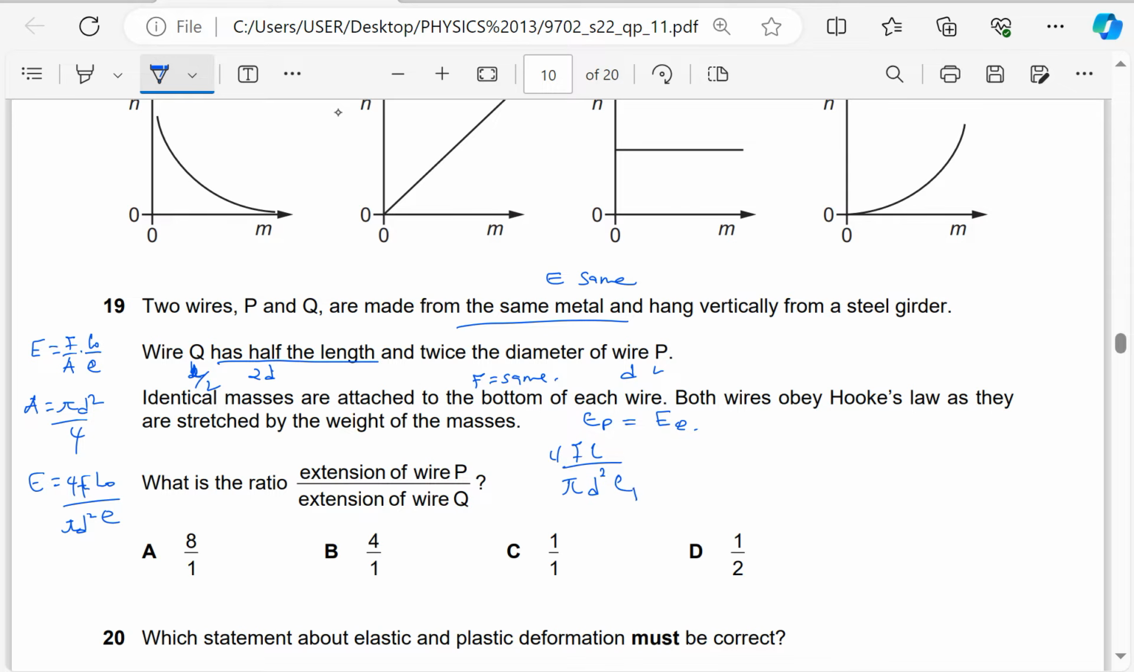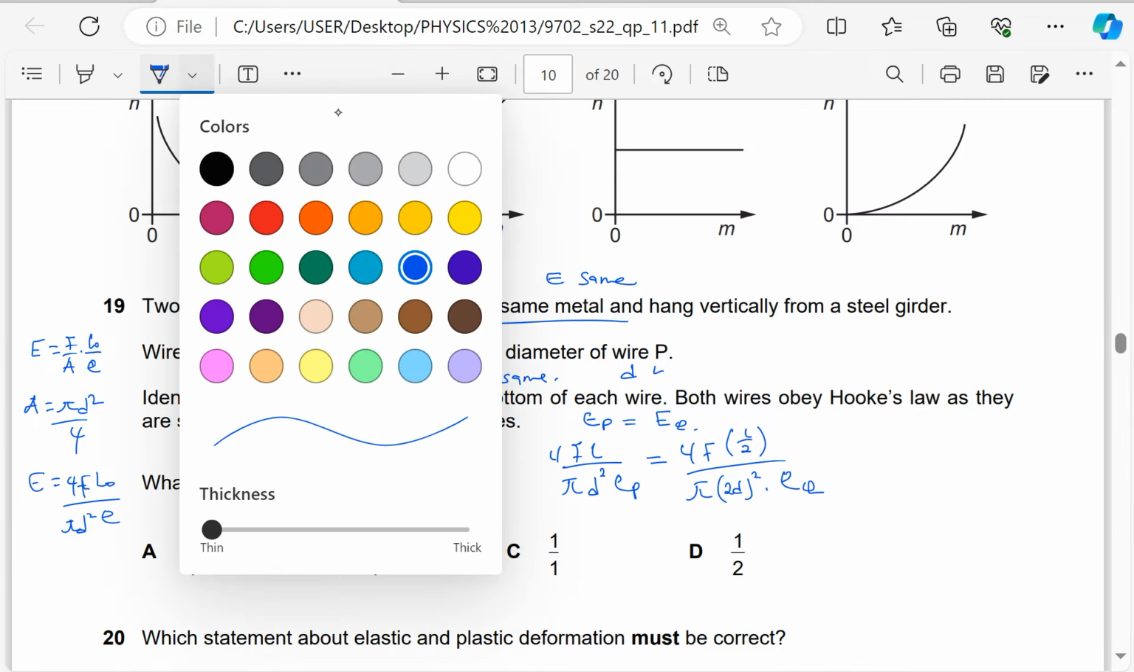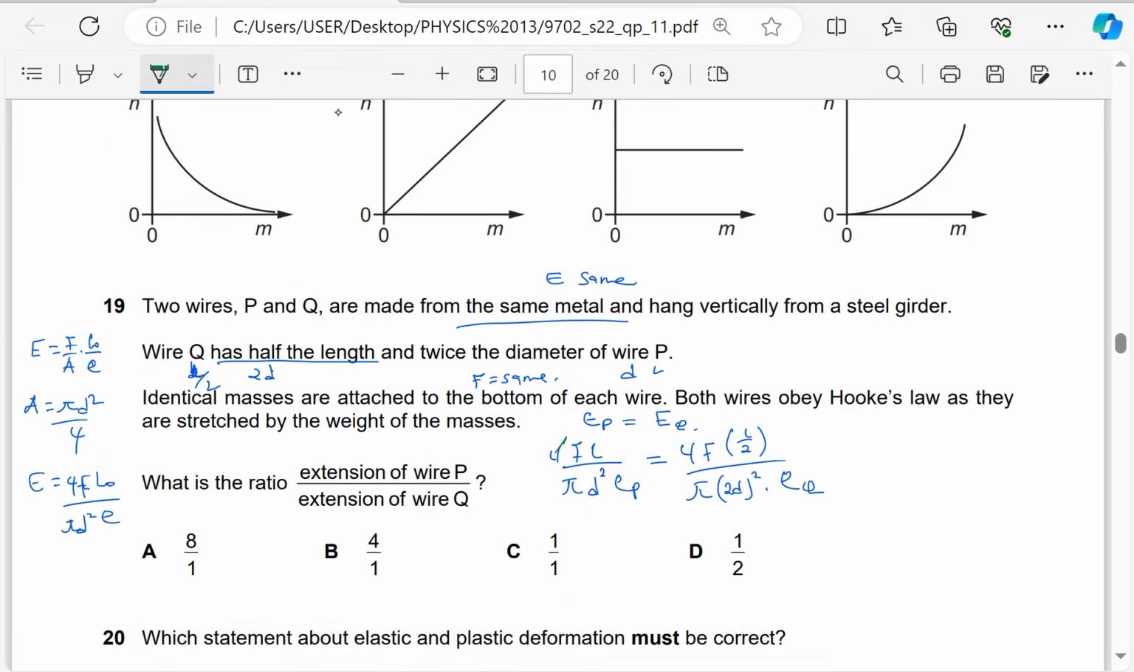Extension for P, I'll call it EP, should be equal to Young modulus for Q, which is going to be 4. F was the same, but L was length over 2, divided by pi, and D is twice. So I'll put 2D here, but it is squared, then times extension for Q. So some of these have already cancelled out. I'll use a different color for cancelling. So 4F pi.